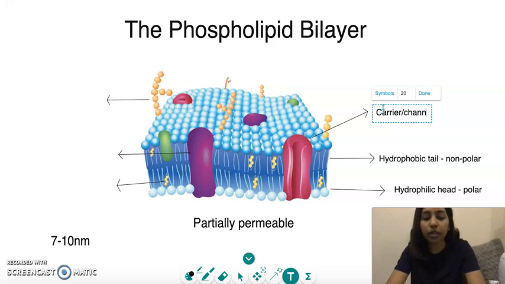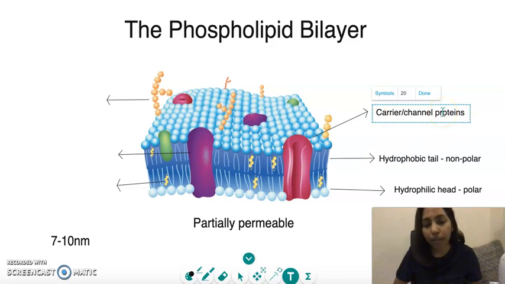So carrier or channel proteins, and these are actually a transmembrane structure. So what we mean by transmembrane is that it spans the entire membrane, so from the exit to the entry of the cell. And so the large structures, if they have the correct receptor, they can bind to these carrier or channel proteins with the corresponding receptor, and once bound, they can easily go inside the cell or leave the cell using this structure and not having to pass through on its own because it will be impermeable anyway.